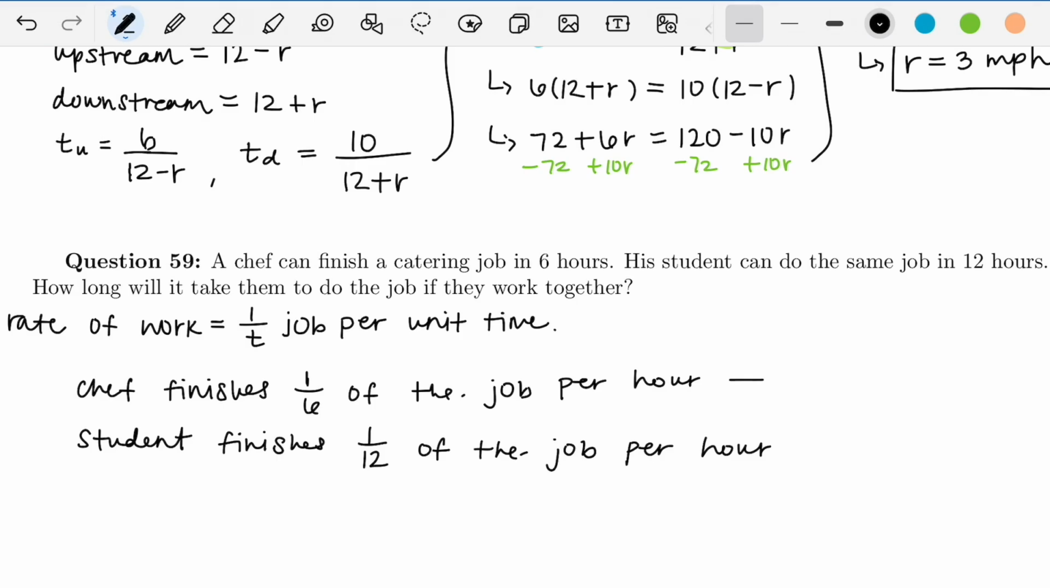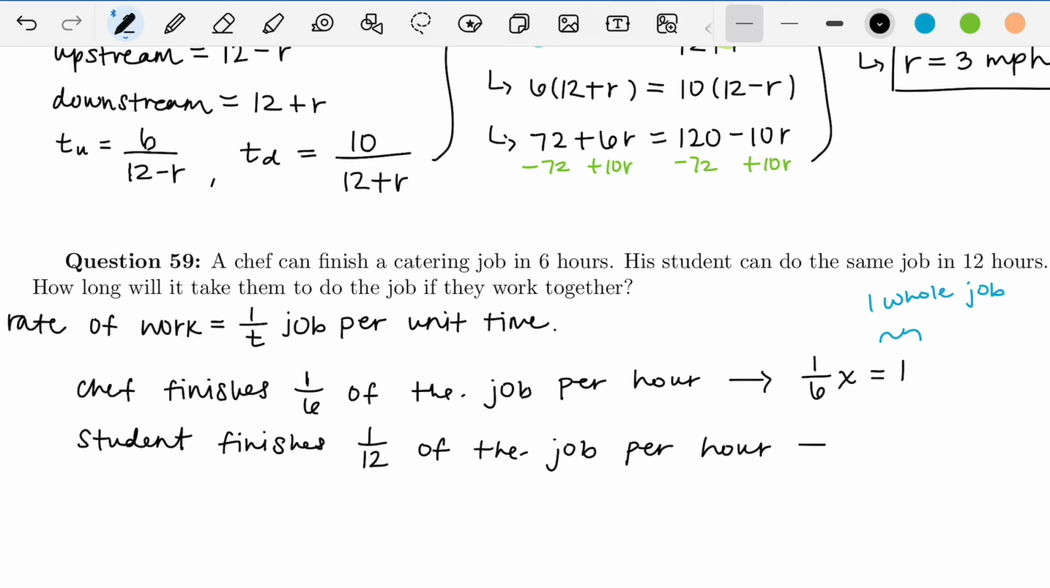Now, if we think about what's happening algebraically, what we're saying here is that if they finish 1/6 of the job per hour, then we can multiply 1/6 by, let's call this x, which will be the number of hours worked. So if we multiply 1/6 by the number of hours worked, this is going to be equal to, we'll say 1, where 1 is going to represent one whole job.